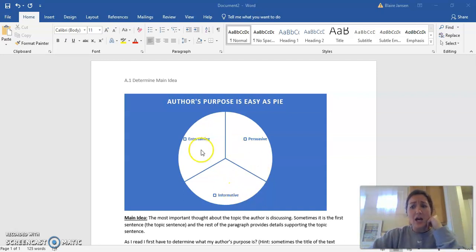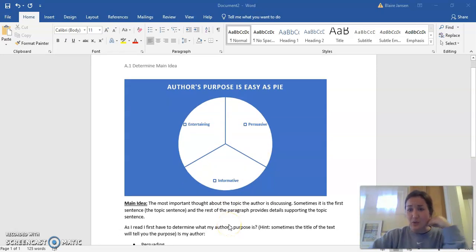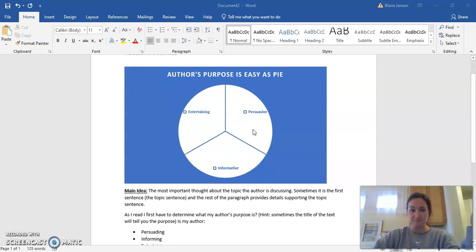So, for example, the first thing we need to do when we're reading any text is decide what is the author's purpose. And we've been touching on this every video so far. The author's purpose is either to persuade, to inform, or to entertain. Those are the only 3 reasons that authors write. And in order to know the main idea, we first have to know what type of text we're reading and why the author is writing, because that will help us to determine the main idea.